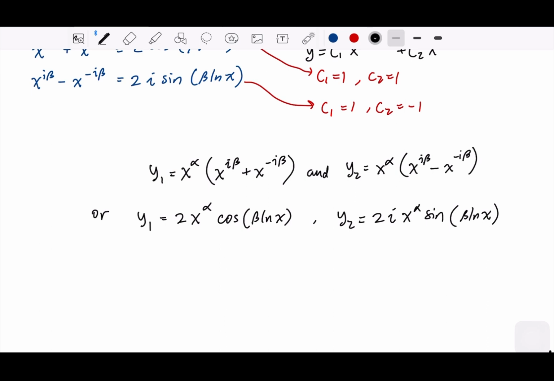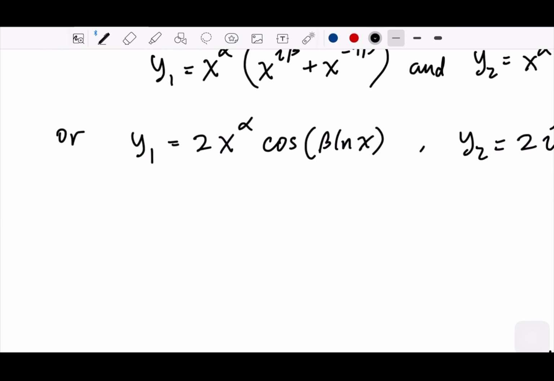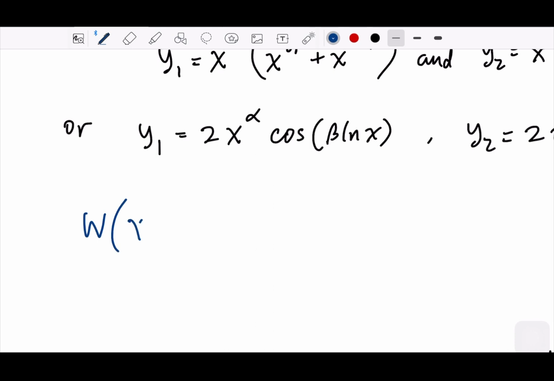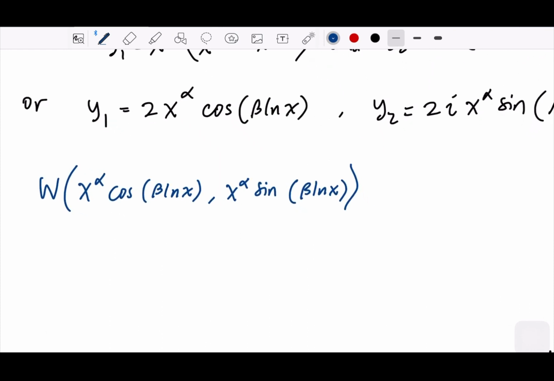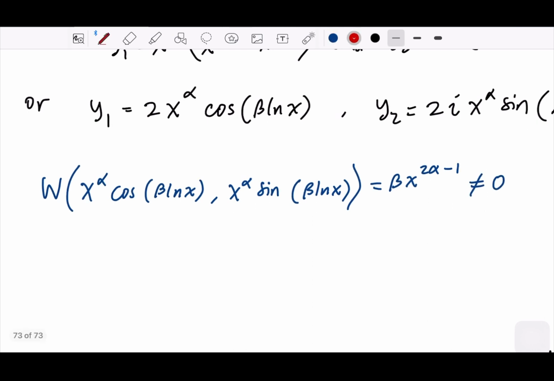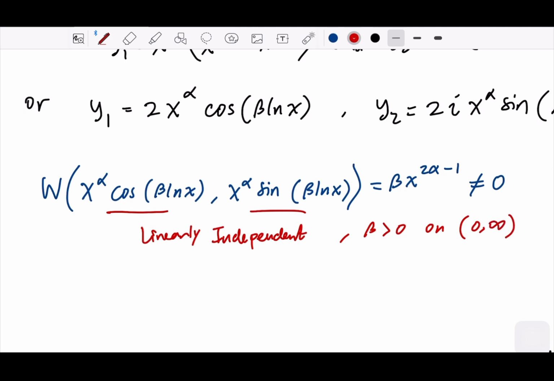From those two functions, we could take the Wronskian to check. The first is x^alpha cosine beta ln x, the second one is x^alpha sine beta ln x. Why do we need to check the Wronskian? Because we need to check whether these two are linearly independent or not. You could try that yourself if you want, but I think it's a little bit long. So I would just write the conclusion: this is equal to beta x^(2 alpha minus 1), and this is not equal to 0, which means these two are linearly independent. And of course, beta will be positive on the interval 0 to infinity, as we defined from the beginning, right?